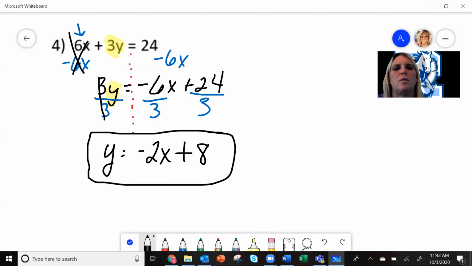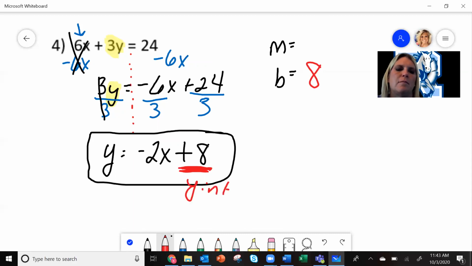Here is your equation. Now, what is the slope and what is the y-intercept? Remember, the slope, whoops, let's start with the y-intercept. The y-intercept is what's being added or subtracted, which is 8. Okay, that's your y-intercept. The negative 2 is your slope. So I'm going to put that up here.